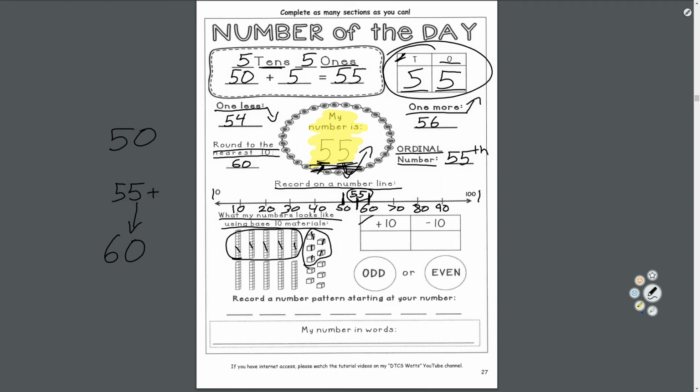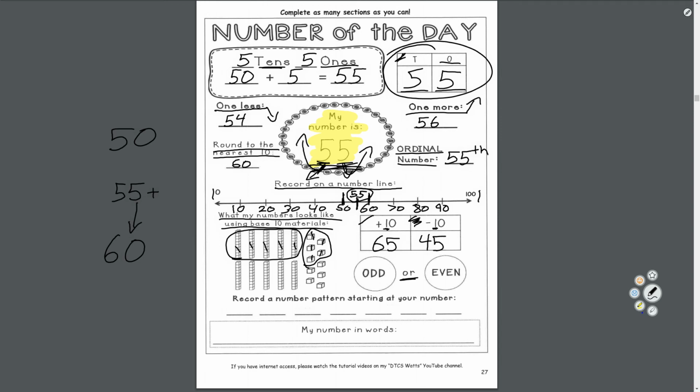Plus 10. Now the tens place will go up by 1 because it's only 10. So 5 goes up to 6 and the 1s stay the same. 65. Take away 10. Now the tens go down by 1 because it's only 10. 5 turns to 4 and the 1s stay the same. 45.